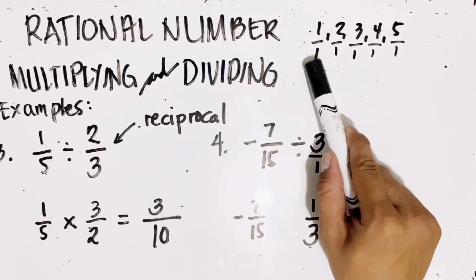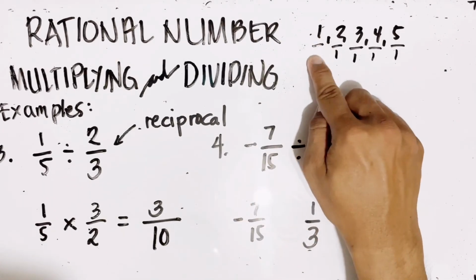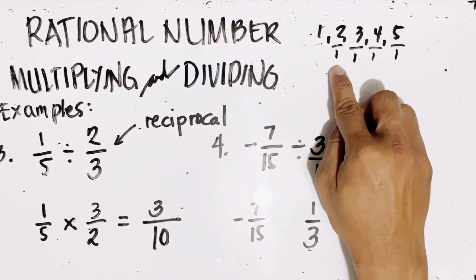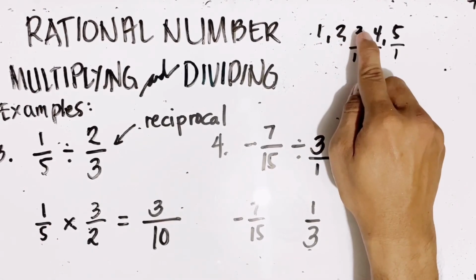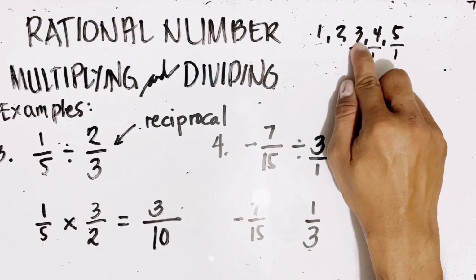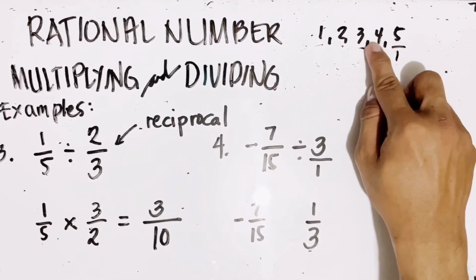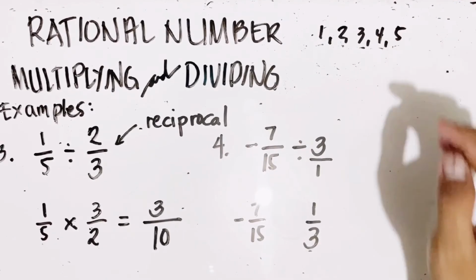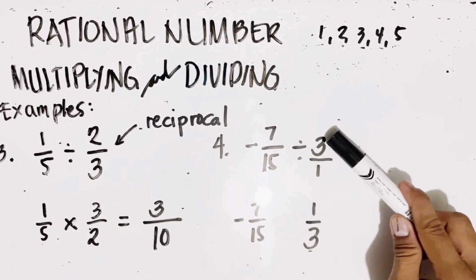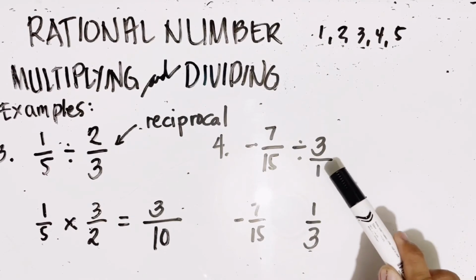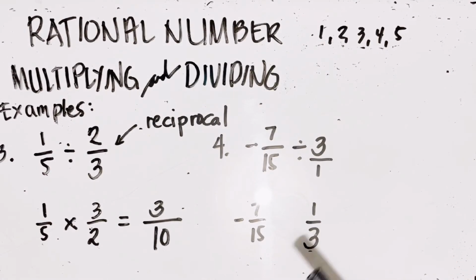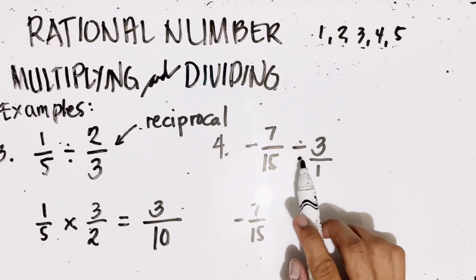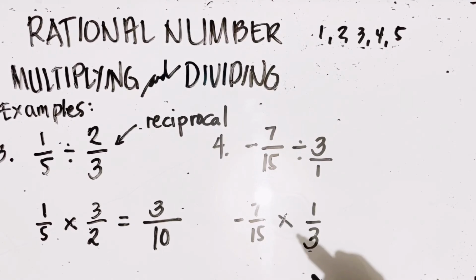So, 1 divided by 1 is just equal to 1. 2 divided by 1 is equal to 2. 3 divided by 1 is just equal to 3. 4 divided by 1 is just equal to 4. 5 divided by 1 is just equal to 5. So, for 3, that's 3 over 1. The reciprocal of that one is 1/3. After doing the reciprocal, change division to multiplication, and then proceed.